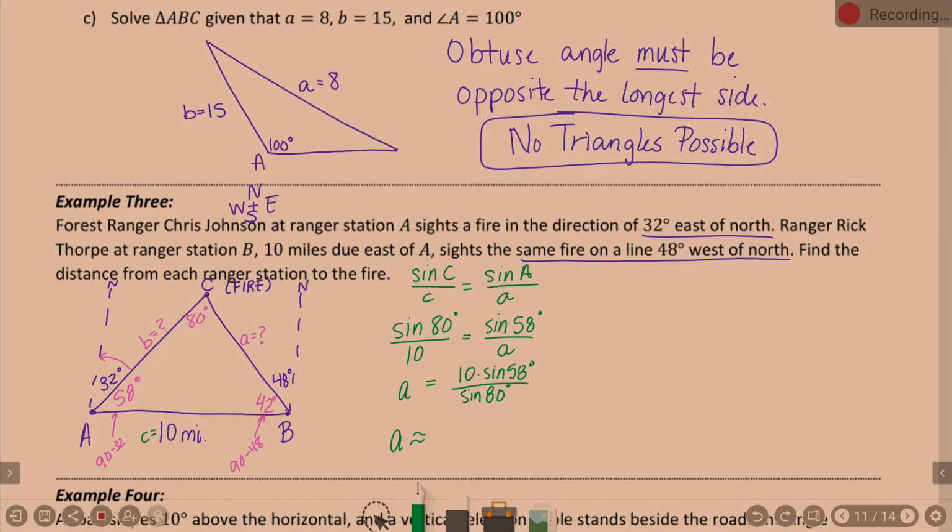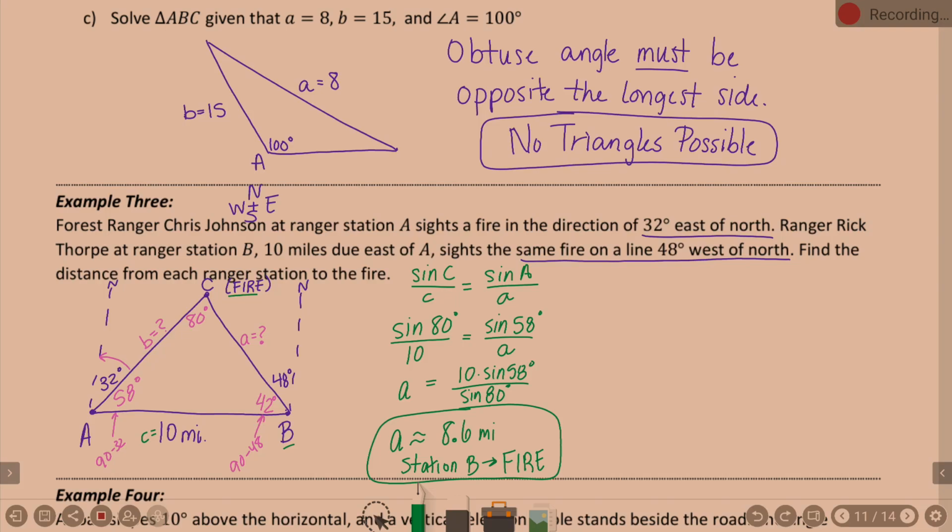What are you finding side A to be? 8.6 miles would be the distance from station A to fire. Check that though. Side A is 8.6 miles, but what distance is that? Station B. Side A is over here. It goes from station B to the fire, yes? So this is station B to the fire. Okay?